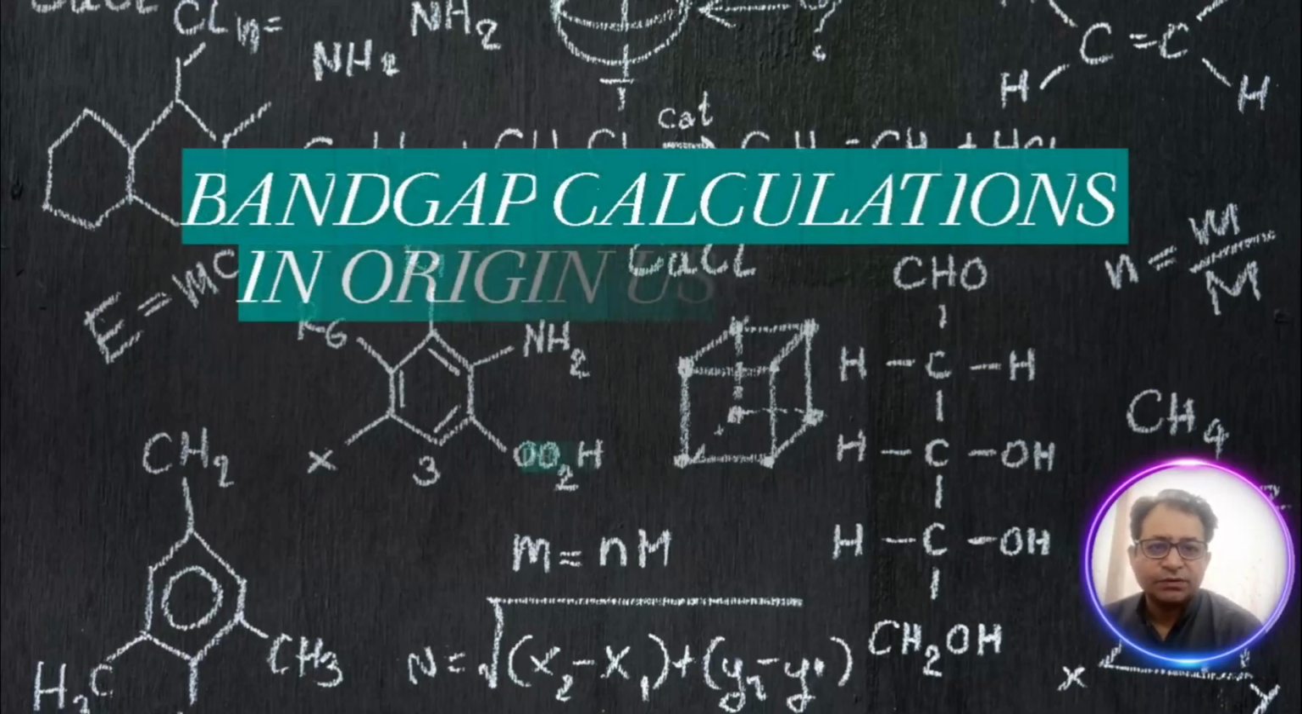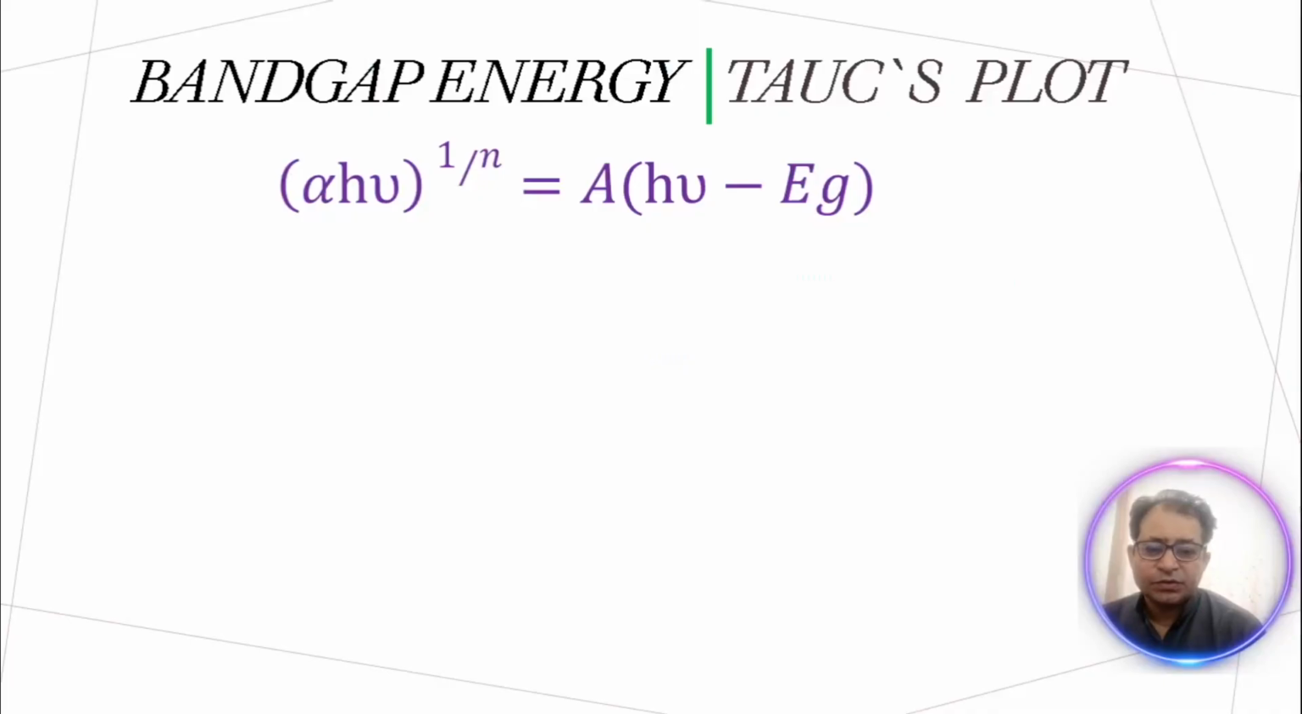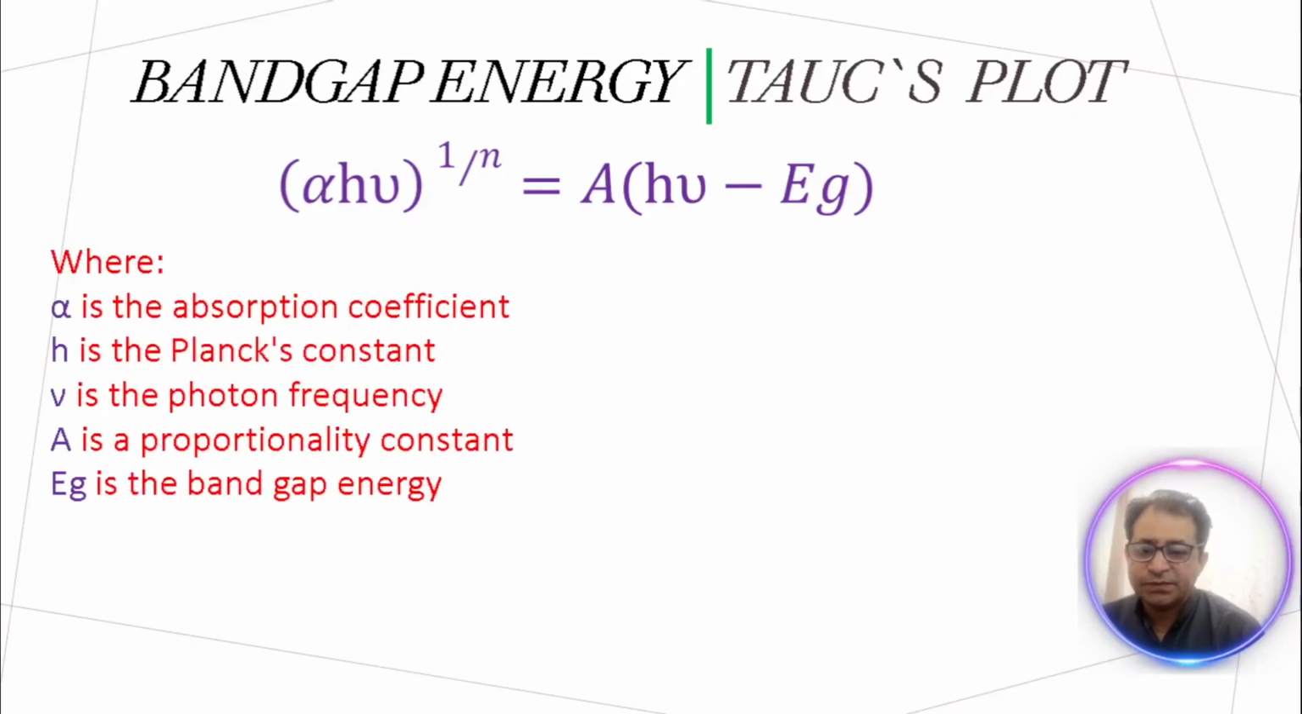In today's tutorial, we will discuss how to calculate band gap using Tauc plot. The formula for Tauc plot is (alpha h nu) to the power 1 over n is equal to A (h nu minus Eg). Using this equation, we will calculate the band gap energy.